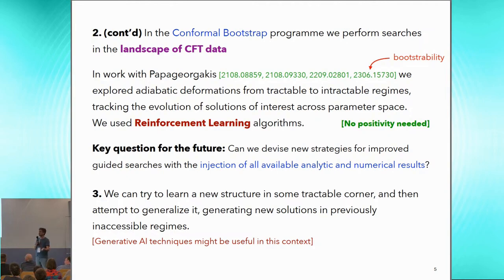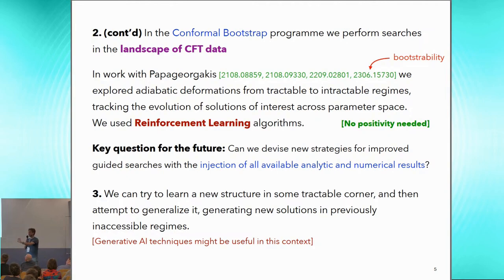What are the CFT data? Scaling dimensions and 3-point function coefficients. And we try to constrain them using principles of symmetry, like crossing symmetry, for example, or any other generic relation that we have. And so you can think about it as some very complicated sets in the configuration space of all possible CFT data, and there you need to select the ones that are consistent.